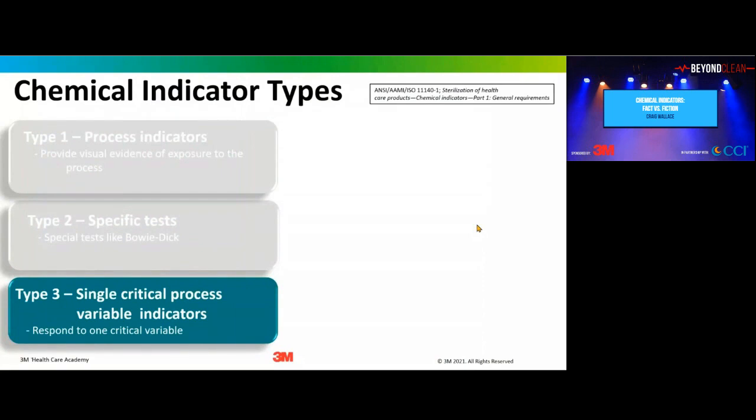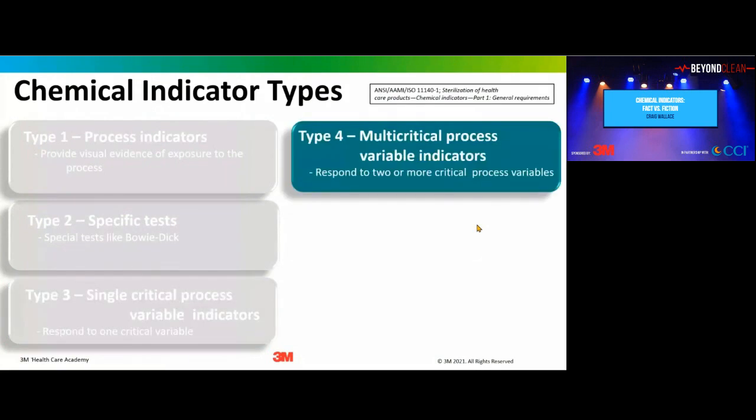And here's another mouthful, a type 4 multi-critical process variable indicator. These are designed to respond to two or more of those process variables.